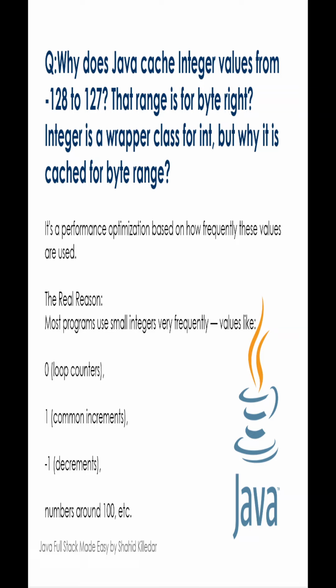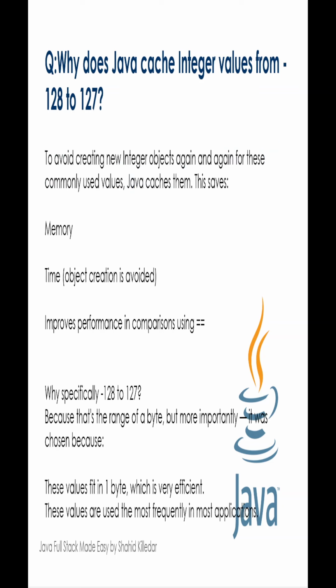See, the range is definitely for byte, but because we frequently use numbers like 0, 1, -1. Generally in loops we use 0. Or if we want to increment something, we use 1. If we want to decrement, -1. So these values from 0 to 100, or maybe 50, 60, 70, we use very frequently, right? So for these frequently used values, what Java says is, let's not create the object for these values again and again. So that is why the Java developers cache these values.